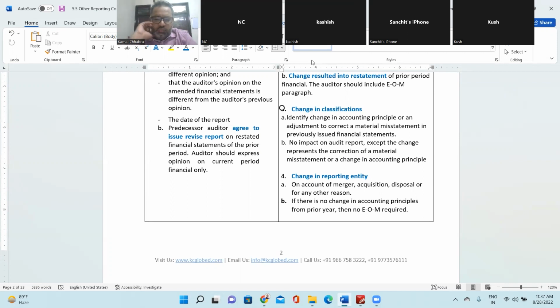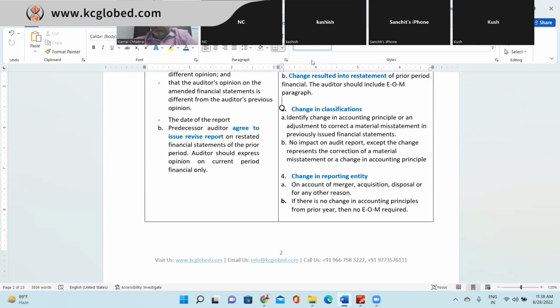When we talk about restatement, then we would be making an impact on the Emphasis of Matter paragraph, the previous year matter paragraph, and the AOM as well. Reclassification. Got it, sir.